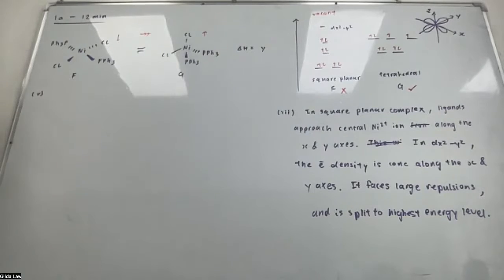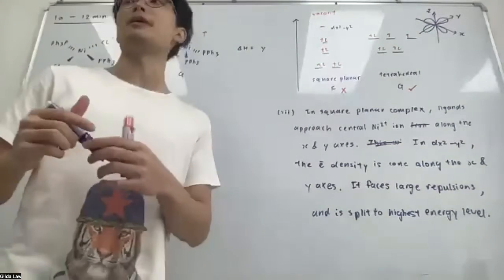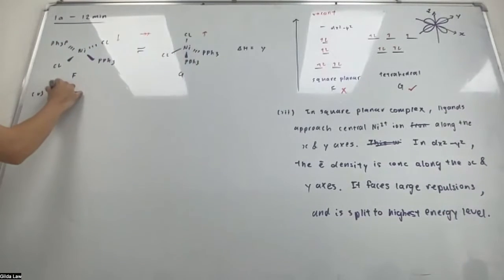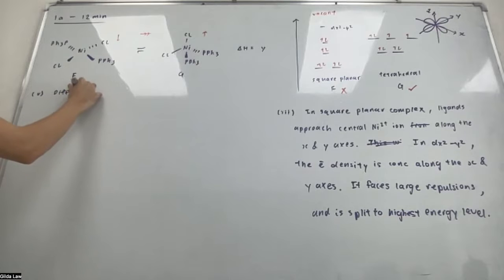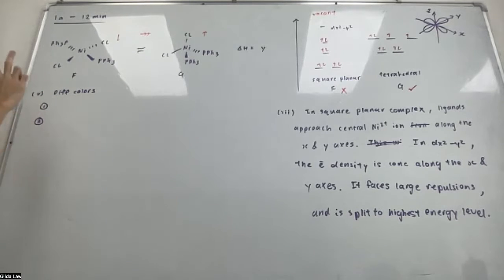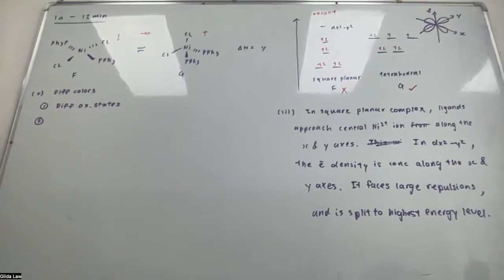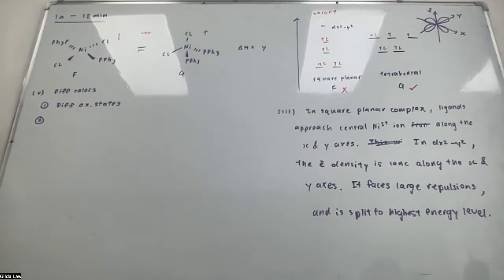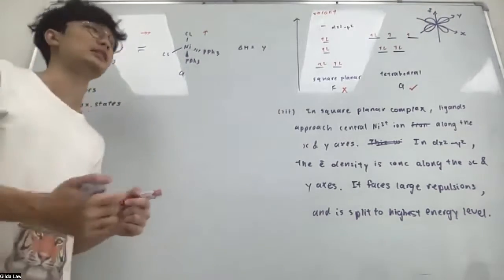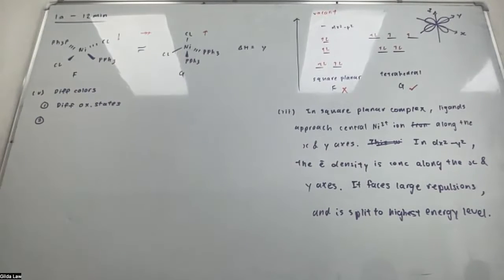Let's move on to part 5. Part 5, we need to explain colors. Okay, let's just do a quick recap. Whenever we look at colors, what are we actually looking out for? Our syllabus actually taught us 2 different factors. The first factor is different oxidation states. If you have different oxidation states, it will interact with the ligands differently, because different oxidation states have a different number of d electrons.